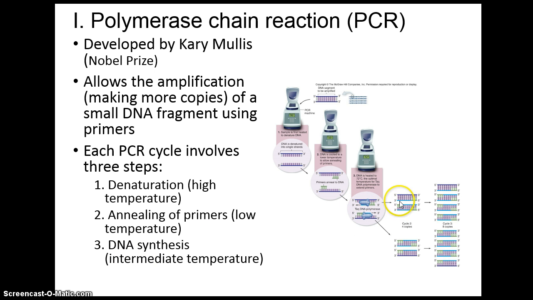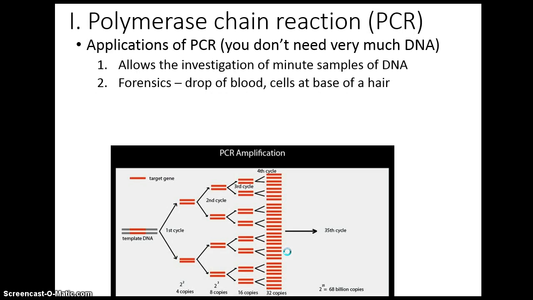Okay, if you do that once, you'll end up with 2 copies or 4 copies of DNA. You do that again, you end up with 8 copies, and so on and so forth. So you do this over and over and over again, you have lots of copies of the DNA where you originally only had 1. The DNA enzyme that we use is called Taq polymerase, and the discovery of this was very important to the invention of PCR.